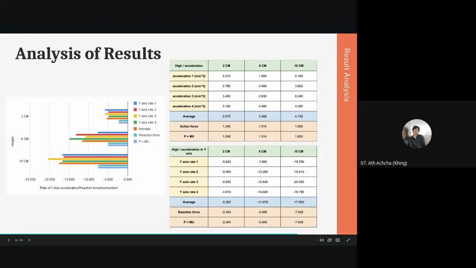And the last one is from the third experiment. In this part, we use the same type of plant and use different heights to prove that the real result that we get reflects the real situation that affects this experiment. The graph shows the y-axis acceleration, the action force, and momentum. The table shows the numbers that we get from the sensor.